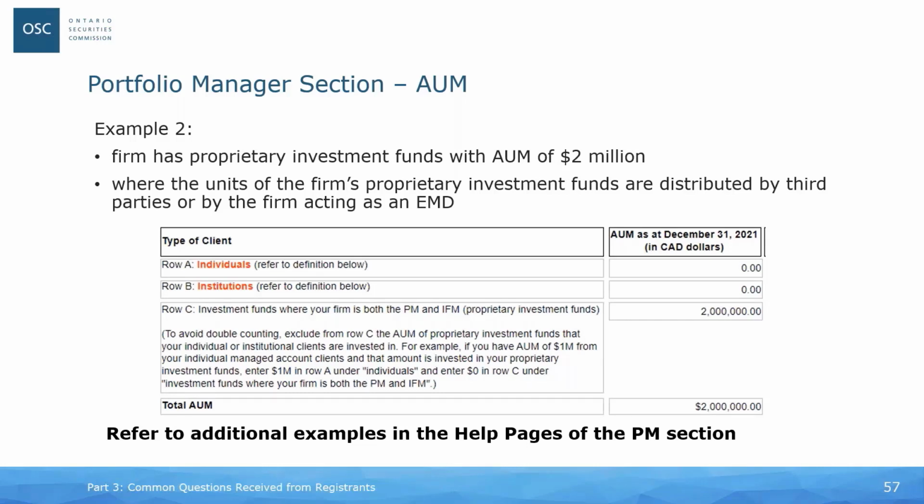Example 2. If you have AUM of $2 million invested in your proprietary investment funds, but units of the funds are distributed by third parties or by you acting as an exempt market dealer, enter $2 million in row C for investment funds and 0 in row A and row B. There are additional examples in the help pages of the PM section that you may refer to.